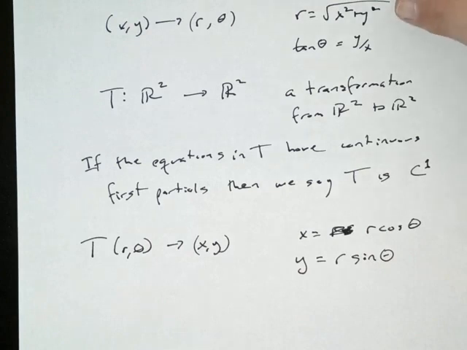This isn't. And the reason that first one is not a C1 transformation is when I take the derivative of r with respect to x, I'm going to get the square root of x squared plus y squared in the bottom. And that's not going to be continuous at 0. So this is less nice than this one. Even though they're both doing the same thing, switching between polar coordinates and Cartesian coordinates, the one from polar to Cartesian is nicer.